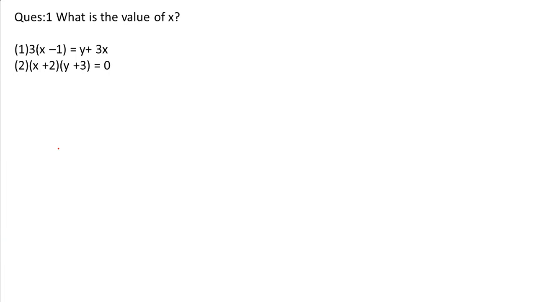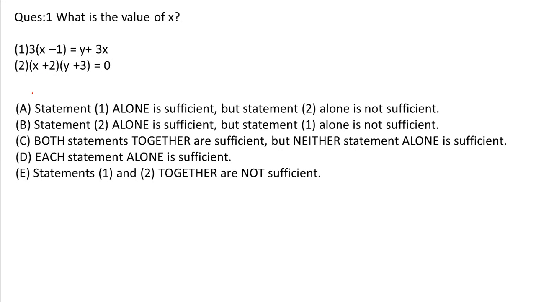Now let us move to the questions of our flash test. So question number 1 says, what is the value of x? We are given two statements. That means this is a data sufficiency question. The same answer choices of data sufficiency always remain in the same order.